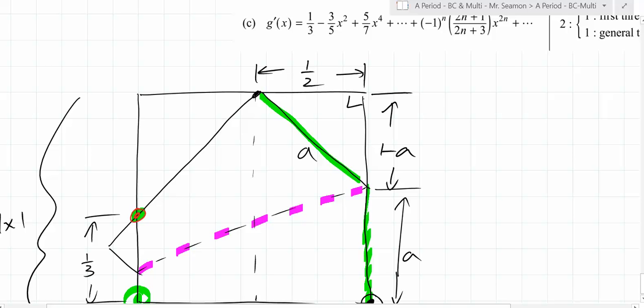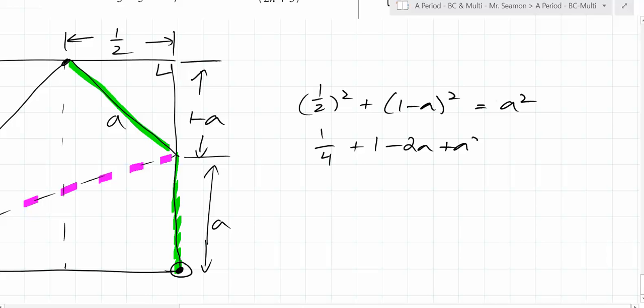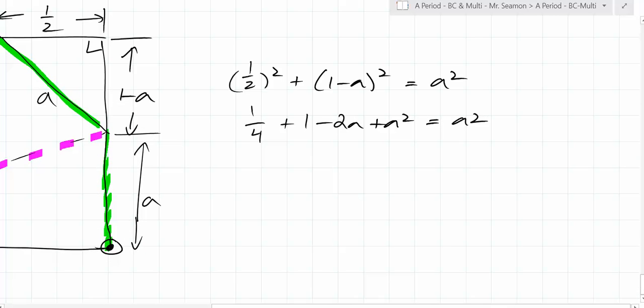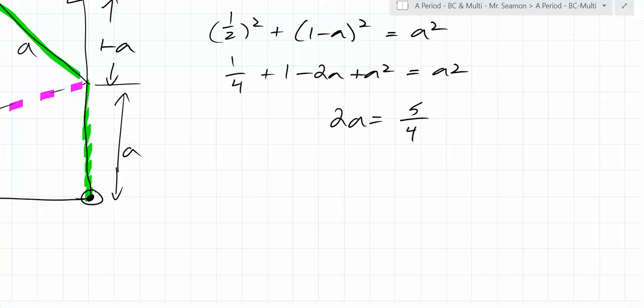Okay, so what you do is you know that that's a right triangle, right? So you know that 1/2 squared plus (1 minus A) squared is equal to what? A squared. You with me? Okay, so 1/4 plus 1 minus 2A plus A squared is equal to what? A squared. What cancels on both sides? So you end up with 2A is equal to what? 5 over 4. And you're like, okay, this doesn't seem like it's getting anywhere though, right?